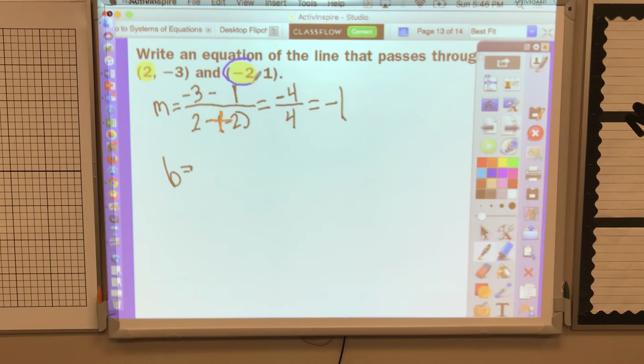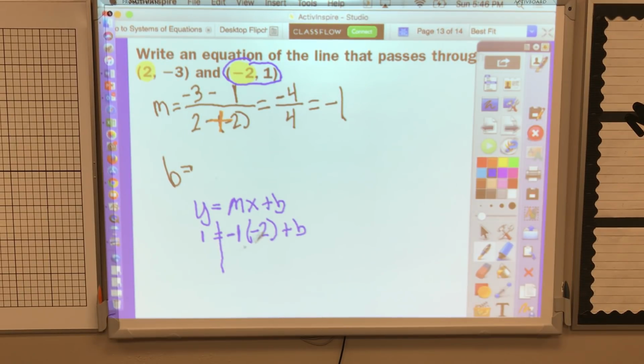Last time I chose the first one, so this time I'll choose the second one. This will work for either ordered pair. So y equals mx plus b. We're going to substitute into that formula and find b. And you don't have to write this part down in your work. I'm just doing it for demonstration. The ordered pair I picked, the y is 1, m is -1, x for my ordered pair is -2, plus b is what we're trying to find.